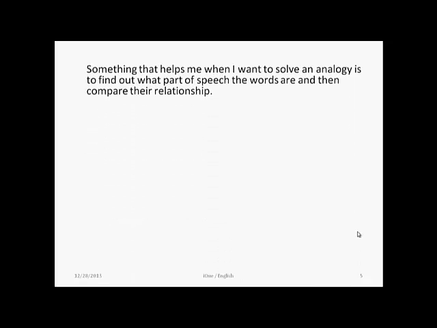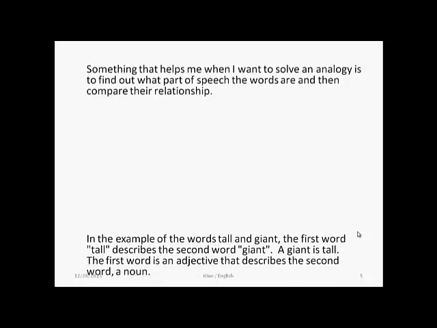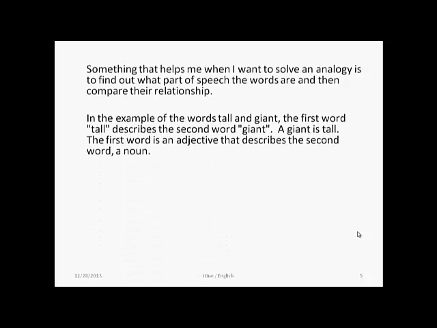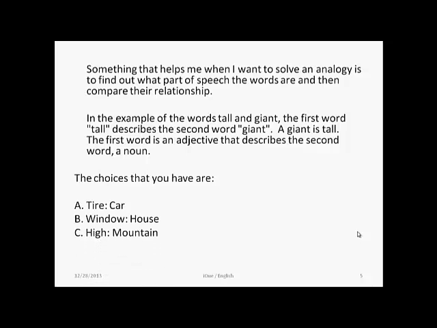Sometimes what helps me when I want to solve an analogy is finding out what part of speech the words are and then comparing their relationship. So in the given example of the words tall and giant, the first word, tall, describes the second word giant. A giant is tall. So the first word tall is an adjective that describes the second word giant, which happens to be a noun. So now let's once again look at the choices that we have. Tire is to car, window is to house, high is to mountain, red is to sunset.